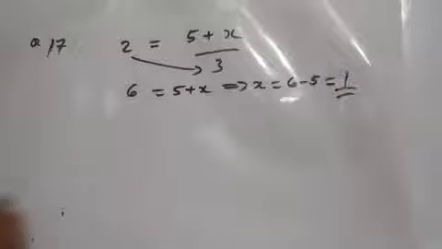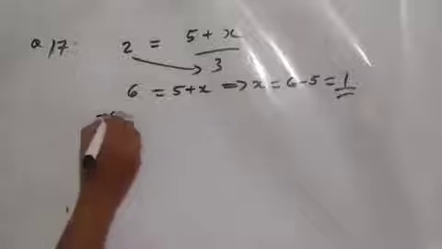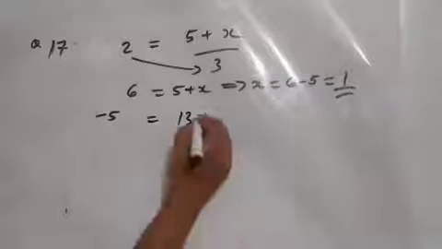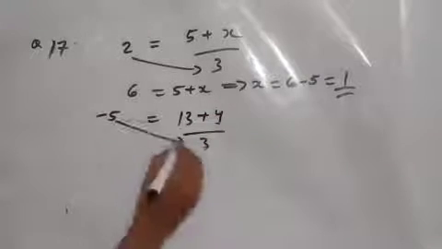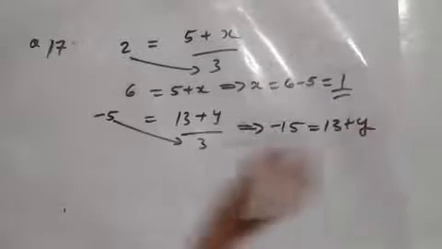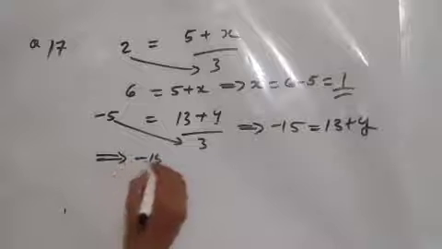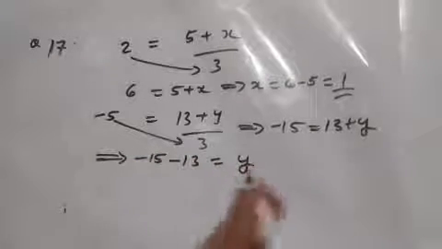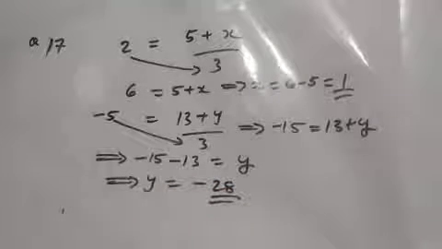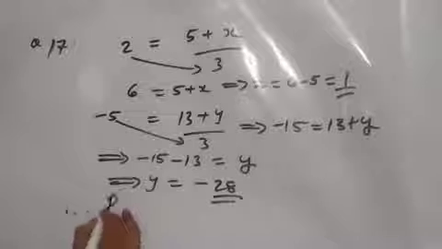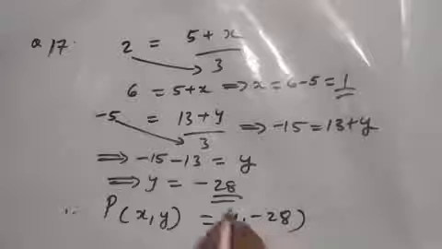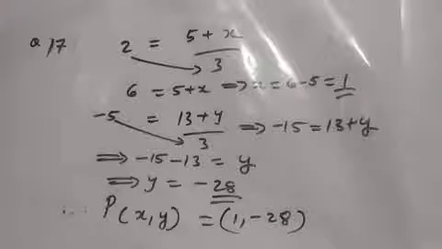Thus we obtained the value of x. Similarly y. Minus 5 equal 2 into 13 by 2, we can cancel out, 13 plus y by 3. Cross multiply, that is minus 15 equal 13 plus y, or minus 15 minus 13 gives y, that is y equal to minus 28. So P(x, y) means (1, minus 28) in coordinate form. x is 1 and y is minus 28.